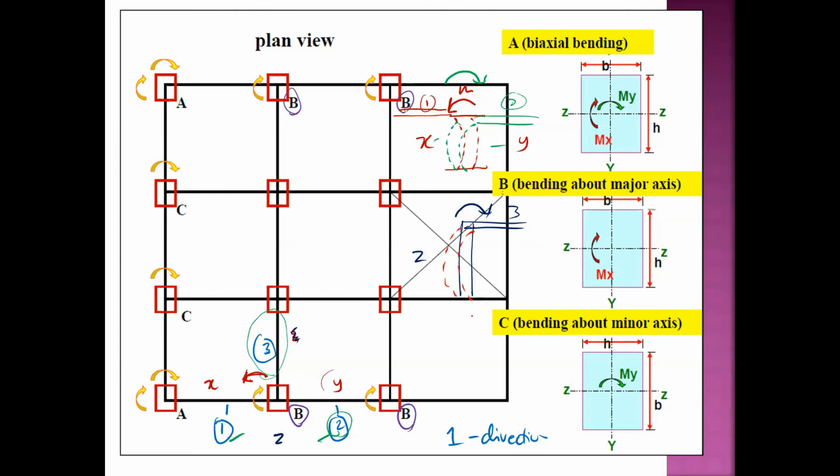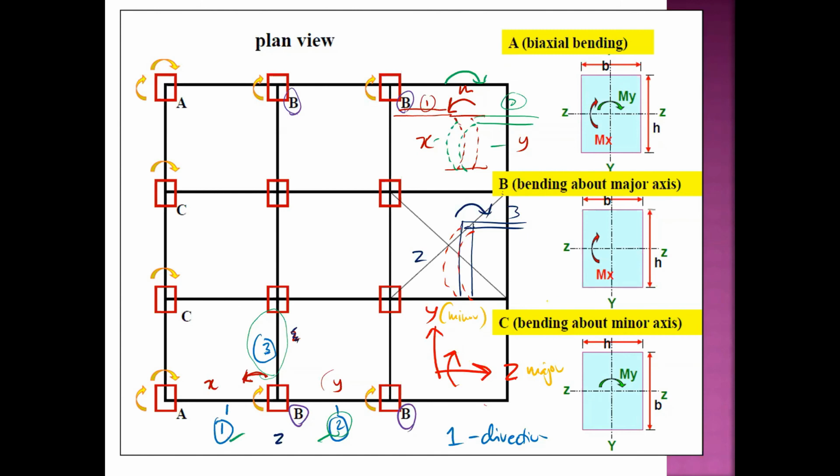This is, let's say, for the first one, major axis. This is Z, and this is Y. So it bends through this one, it rotates about the Z axis. So the Z axis is the major. As we discussed before, the Z axis is major, and the Y axis is the minor. So it bends about the Z axis, which is major.